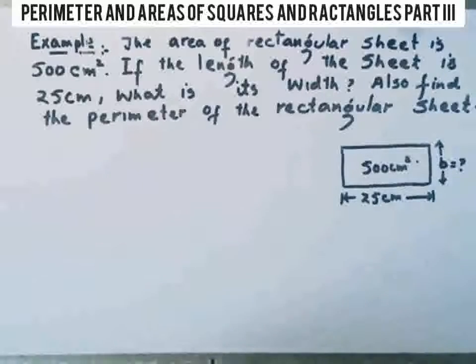Students, we will continue with the topic perimeter and area of rectangles and squares. Today we are going to solve some examples with regard to the perimeter and areas of rectangles and squares.